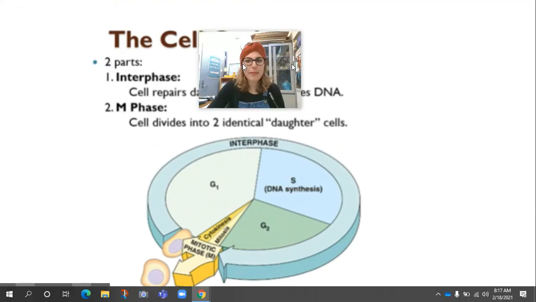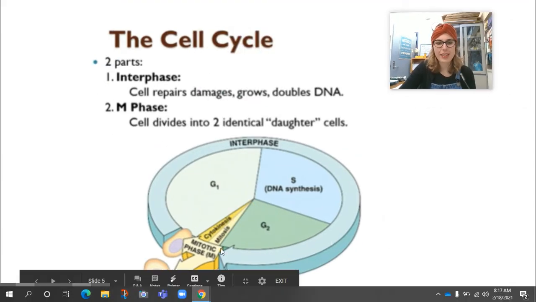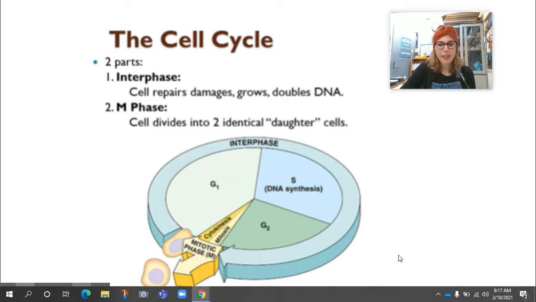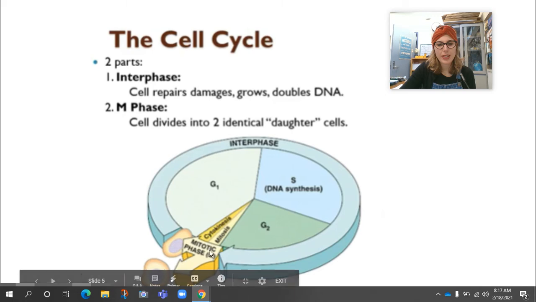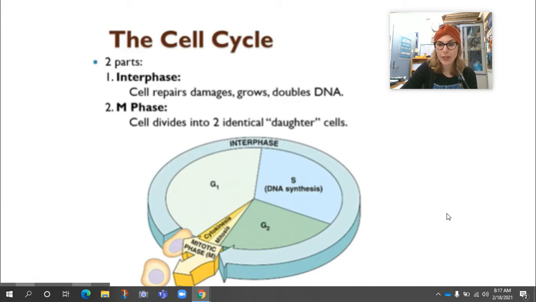Then we have the M phase. The M phase of the cell cycle, as you can see here, is also called the mitotic phase for mitosis. And in the mitotic phase, the cell is going to divide. So you can see in the diagram that it starts with an initial cell, but by the end of the mitotic phase, you see there's now two cells. And the cells are going to divide into what we call two identical daughter cells.